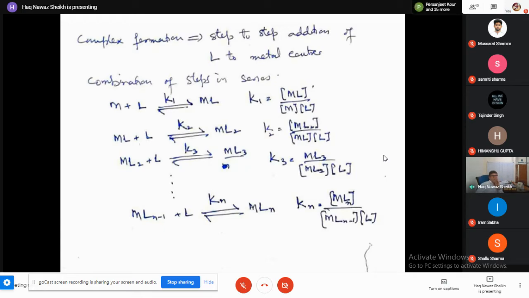So every step has its own equilibrium constant, right? The magnitude of the equilibrium constant will not be the same in different steps for different reasons.